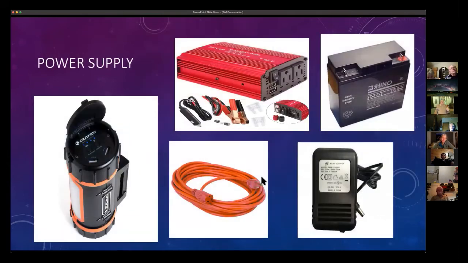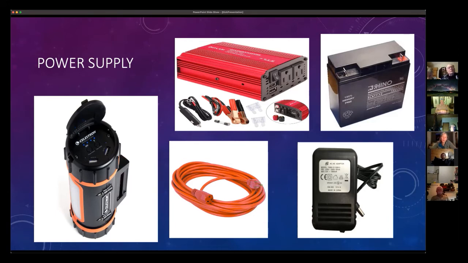The one final thing you need is power. And this is easy to overlook, but it's kind of important. Now, if you have a GOTO telescope, you have some kind of power supply already. Something like, on the bottom left, the Celestron power tank is a lithium battery that you can plug your equipment into. It will power your scope. It will power your camera for a night.